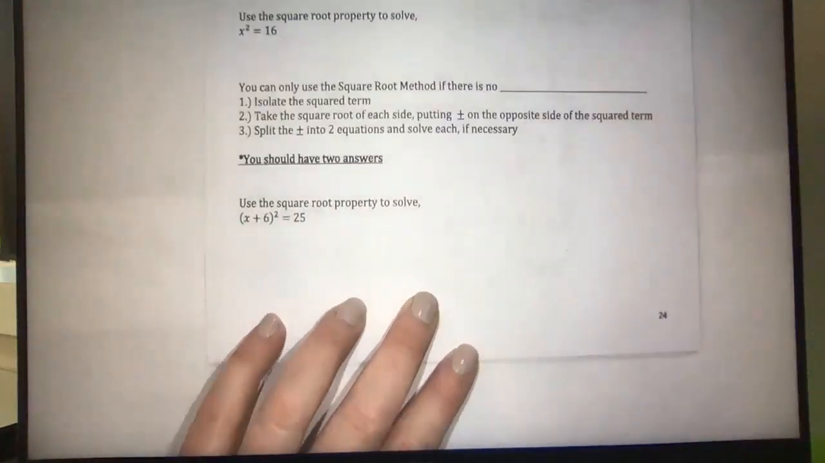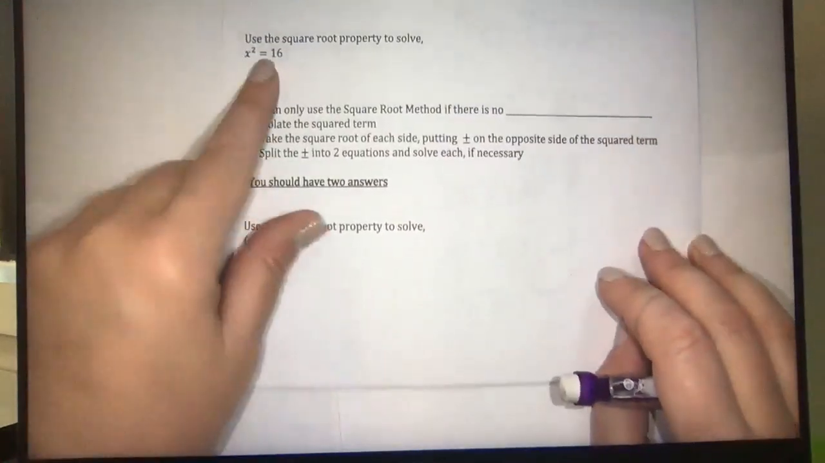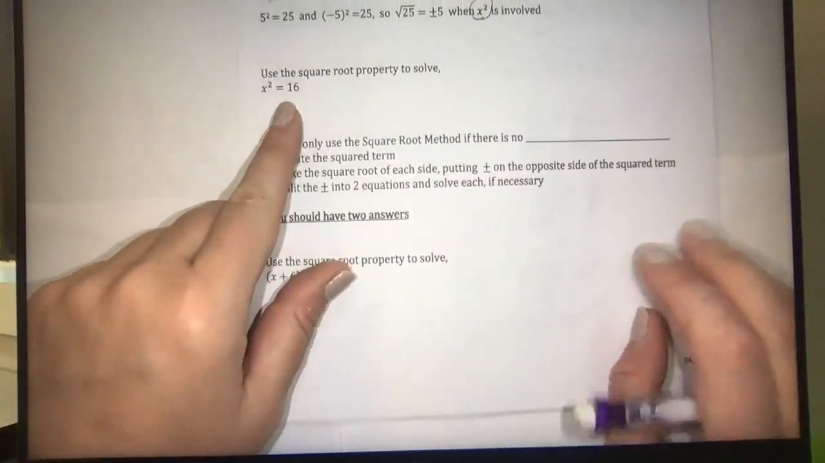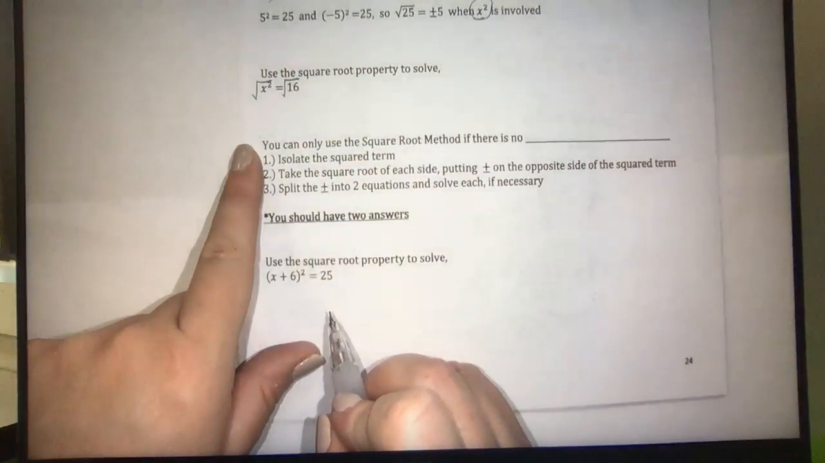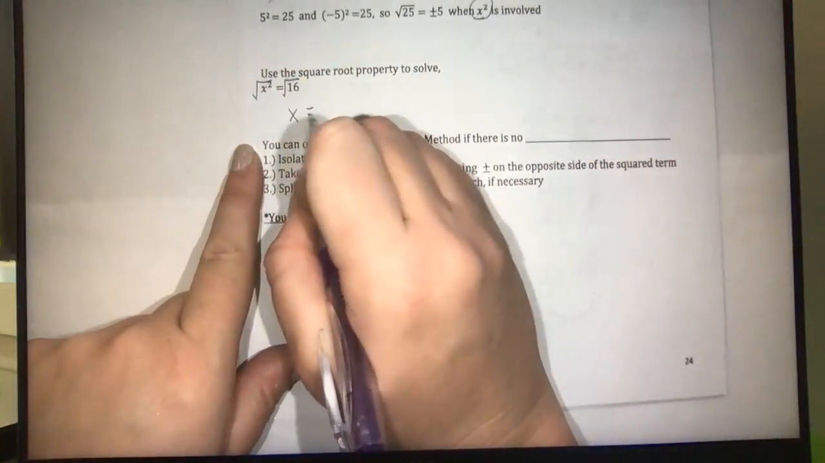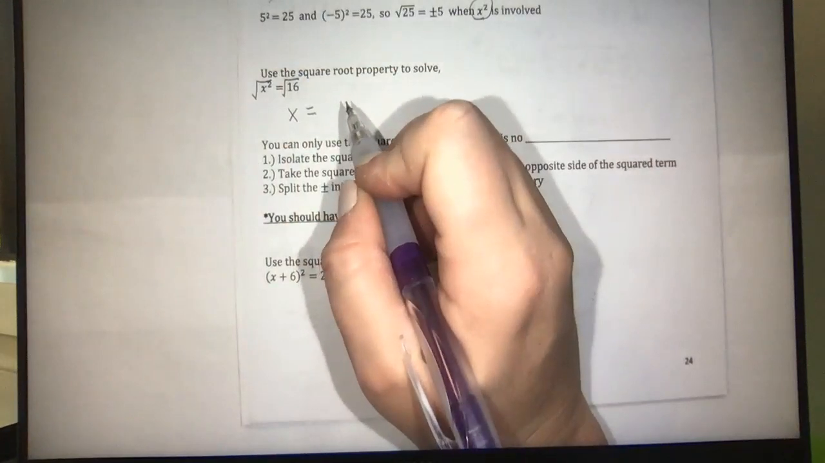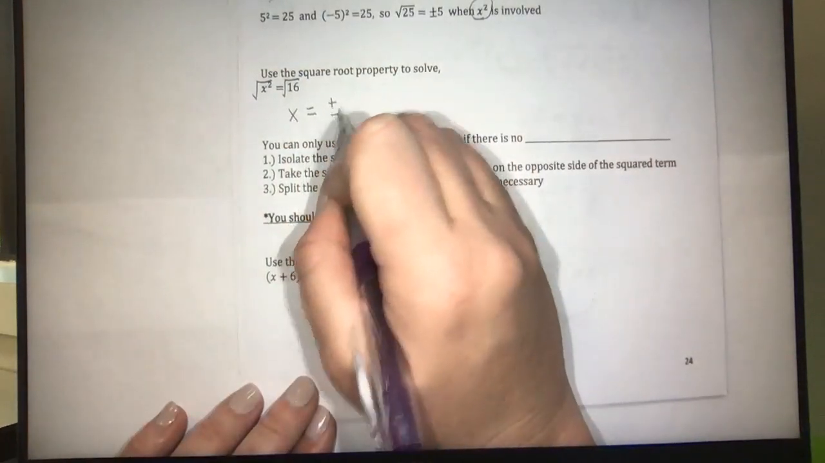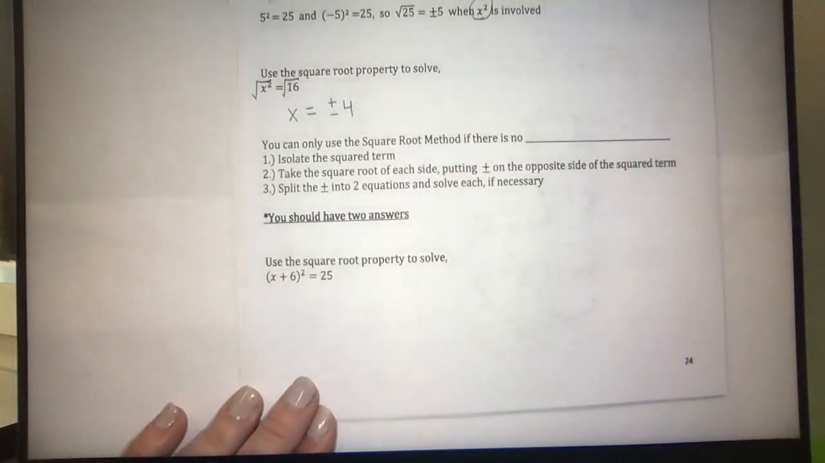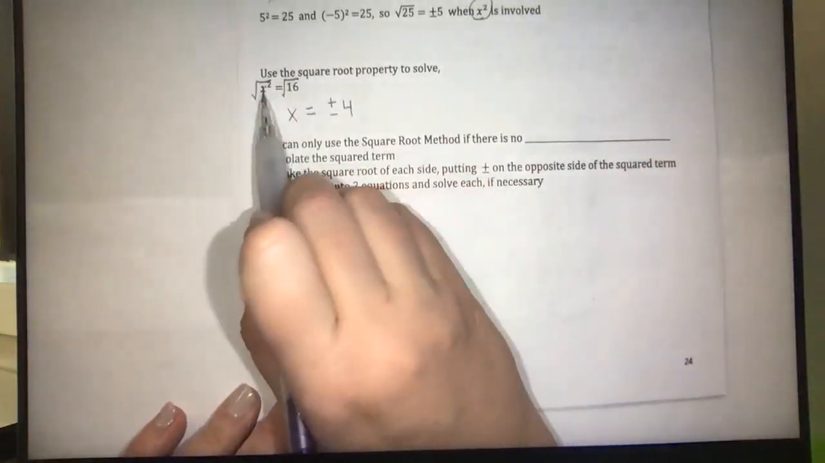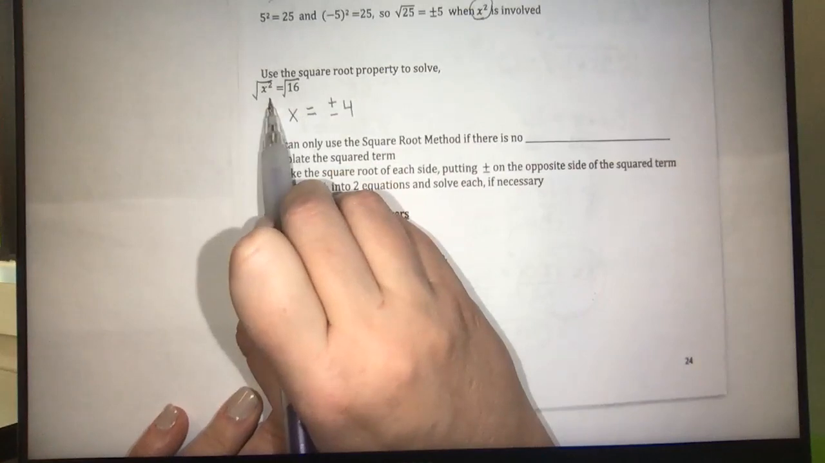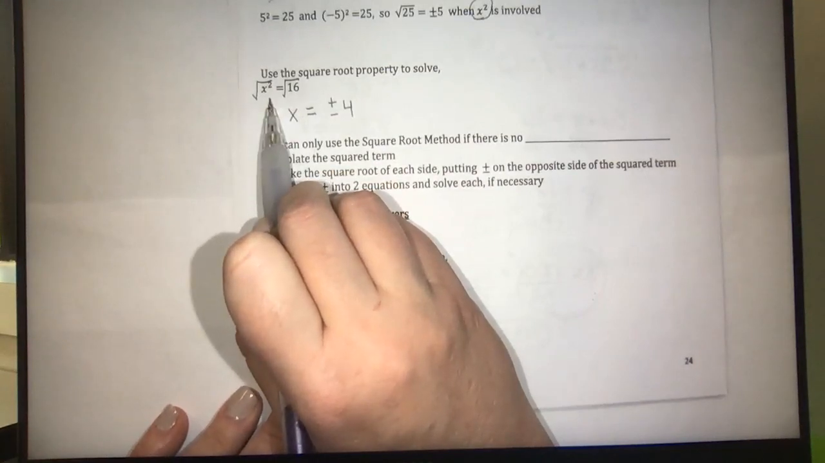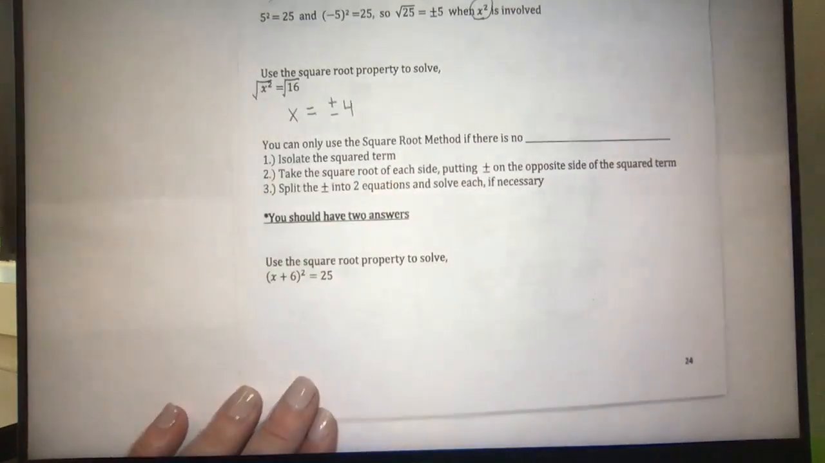Okay, so what this is saying is, if this is your problem, it says use the square root property to solve, all you're going to do is take the square root of both sides. You're going to get an x on the left. You're not just going to get a 4 on the right. You're going to get a plus 4 and a negative 4. You're going to have 2 answers, because if you plug in a positive 4 here, 4 times 4, it checks out. If you plug in a negative 4 here, negative 4 times negative 4, it also checks out. So when you have a squared letter, you have 2 answers, okay?